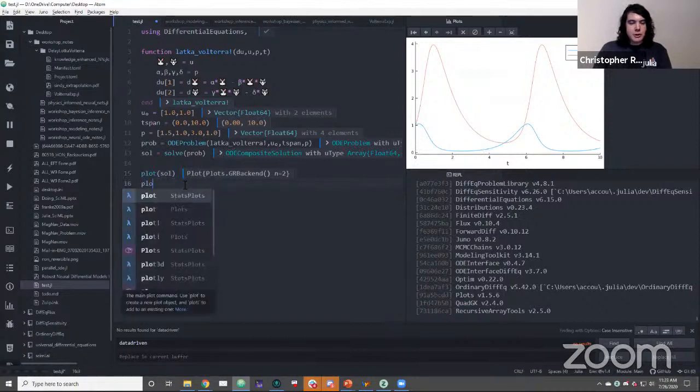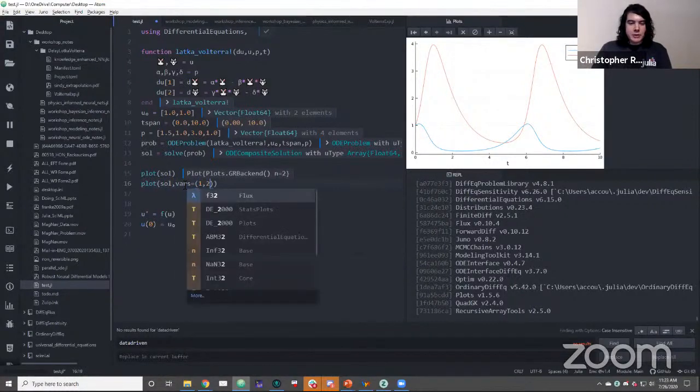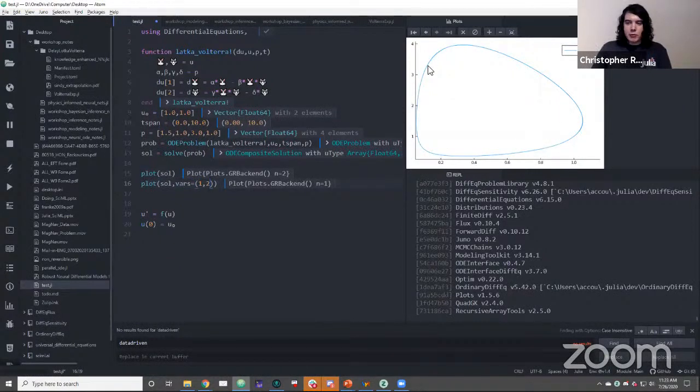We can also look at things like the phase diagram, by plotting variable 1 against variable 2, and here we can see that we have our rabbits and wolves creating this cyclic dynamics like we'd expect.